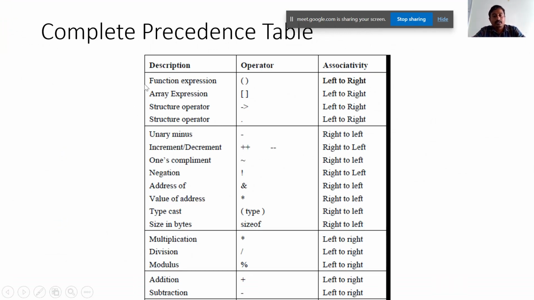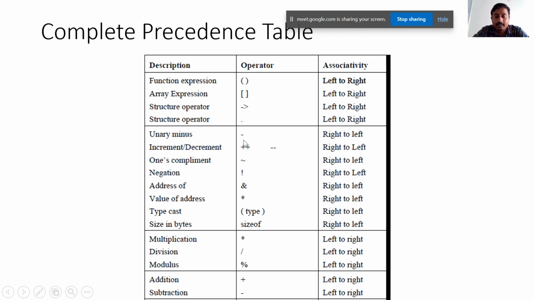Now we have seen most of the operators. So this is the complete precedence table of C language. Here we have these brackets. It also represents a function expression, then array expression. In later lectures you are going to study arrays. This arrow represents a pointer to a structure. That will be covered later on. This dot symbol is used to get an element of the structure, that you will study later on.